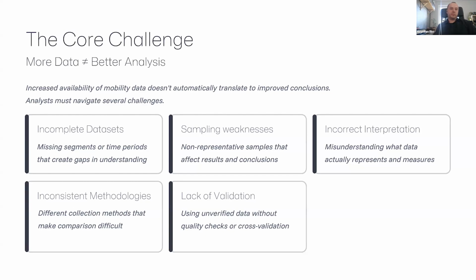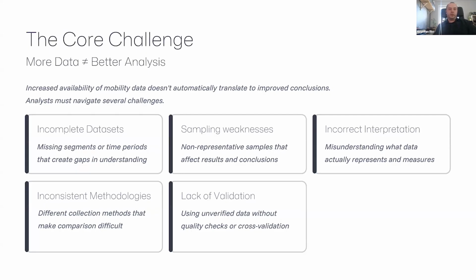Third, incorrect interpretation. Sometimes the issue isn't the data itself, but how we interpret it. So we should understand what the data actually represents and measures. The fourth, inconsistent methodologies. Different data collection methods can make comparisons difficult and reduce the reliability of conclusions. And finally, lack of validation, which is also important. I will show you an example on the next slides, because using unverified data without proper quality checks or cross-validation increases the risk of errors.